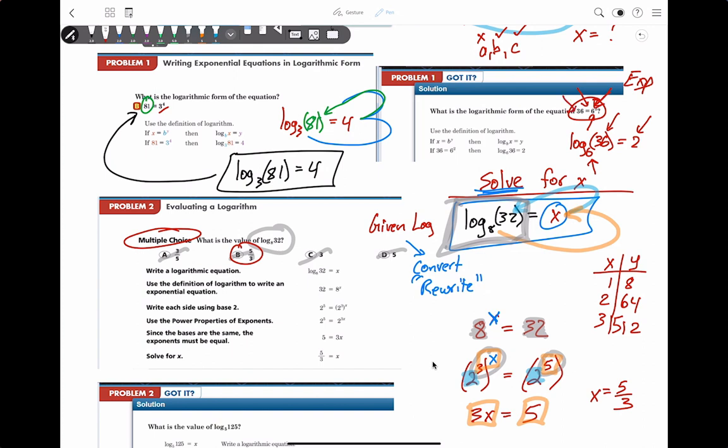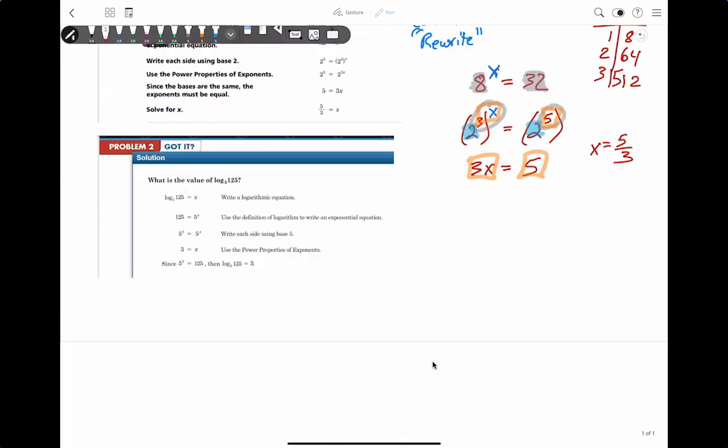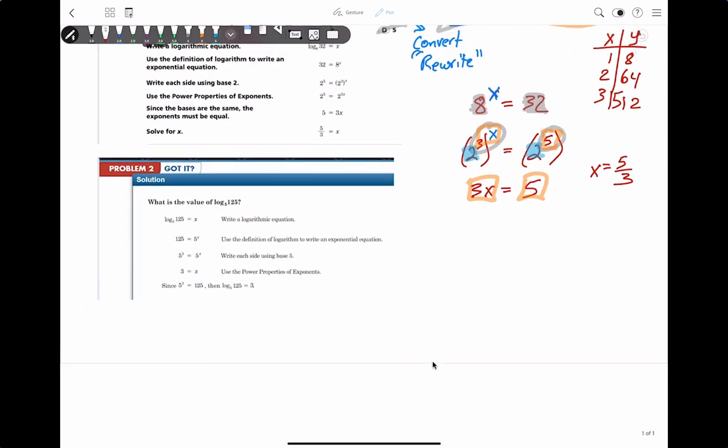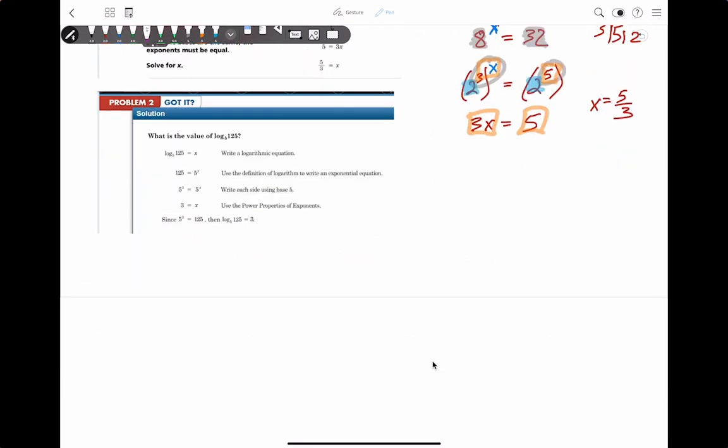Okay? All right, so let's keep going and finish up with problem 2. I believe that is it. We don't have, yep, that's it, just problem 2. All right, so it says, what is the value of log base 5 of 125? Again, this is coded and it represents a number. We just have to figure out what number does this represent, okay?